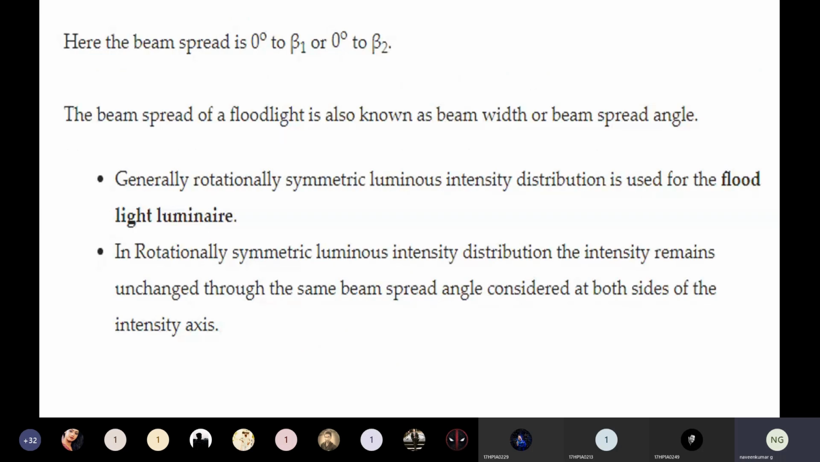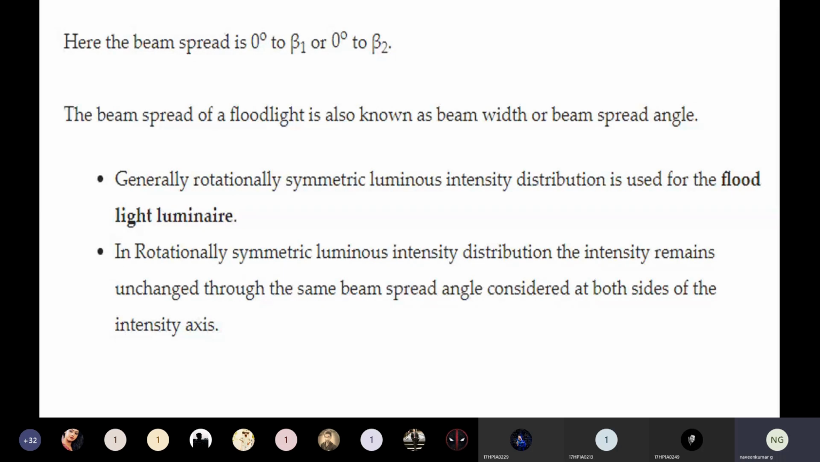Here, beam spread is 0 degrees to beta 1, or it may be 0 degrees to beta 2. You have taken two planes here, one half plane A, one half plane B. Why have we considered two planes? There is no particular logic here. He just wants to say that on one side of the light source and on the other side, the intensity usually released is the same. But as on both sides the light has to travel a distance, the more distance it covers, the more the intensity or the beam spread reduces.